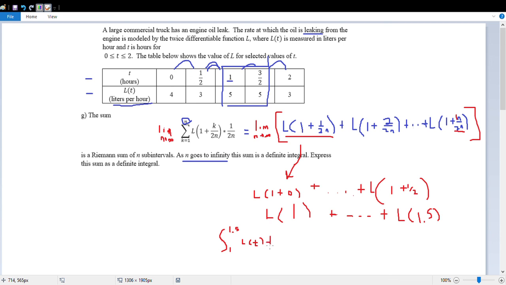Keep in mind there are many correct answers to this particular question. You could have done an integral from 0 to 1/2 and called it L of 1 plus t, or you could have used x instead of t. Any of those things are fine. It just has to be something that can be in that same pattern. And that's it for this question.